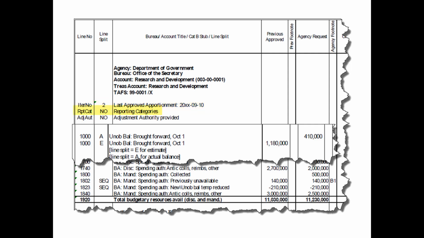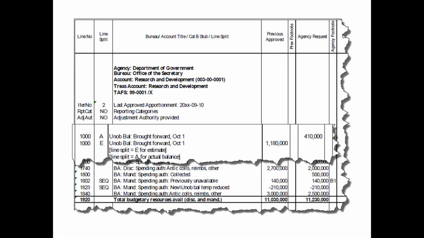Second, the reporting category line indicates whether the TAFS uses program reporting categories. These are basically non-binding information breakouts. Yes or no should be entered as appropriate. As a general rule, we do not use reporting categories in HHS, so HHS apportionments have a no in the line split column for reporting categories. This, of course, could change in the future.